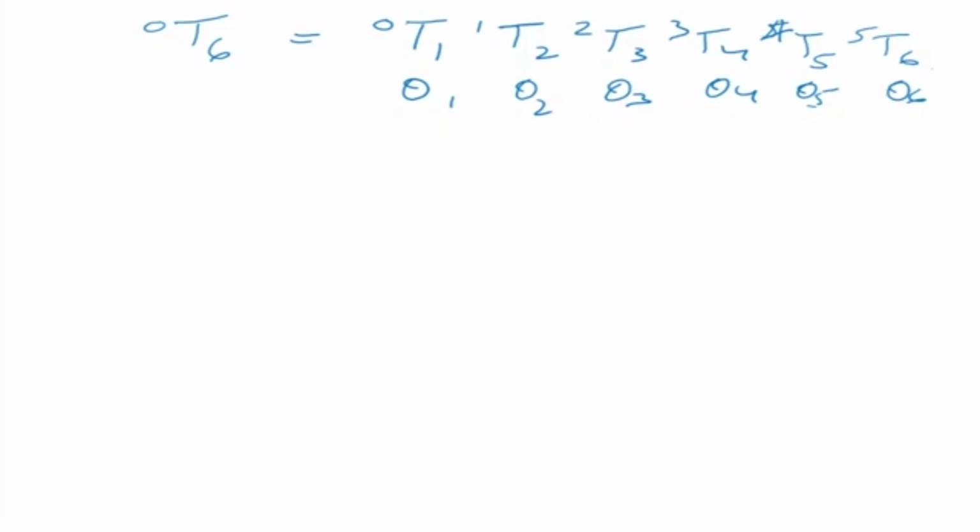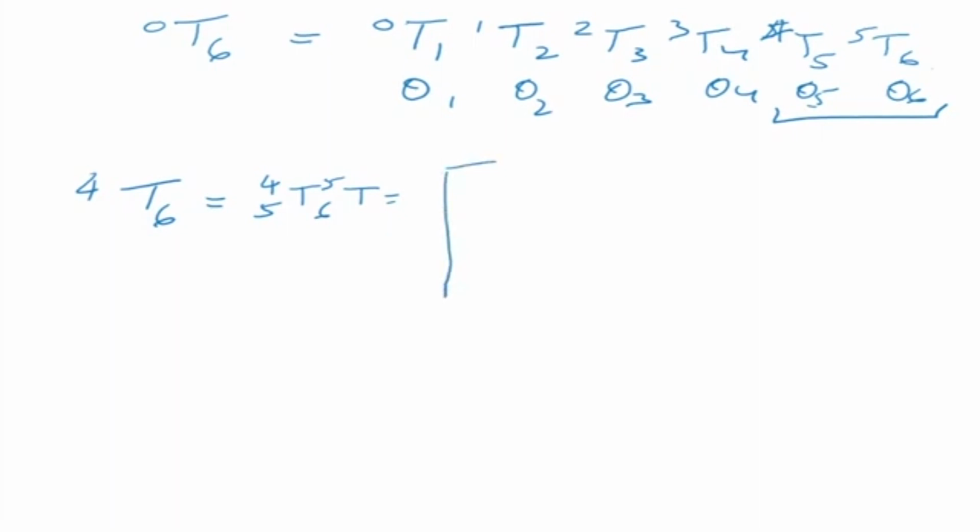As we go along, it will become clearer. So first of all, what we do is we multiply T4 to 6. T4 to 6 is the first one that we multiply, which is equal to T4 to 5 and T5 to 6.